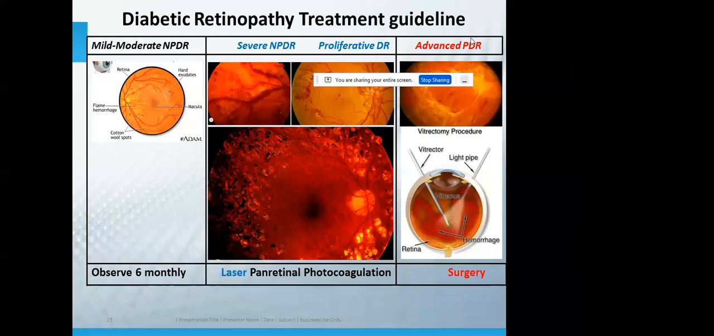Anybody who might have more advanced proliferative diabetic retinopathy, membranes on the retina, or vitreous hemorrhage, they will need a surgery called vitrectomy because we are taking out the vitreous humor. So vitrectomy is a surgery that we do, and we cut off those membranes.